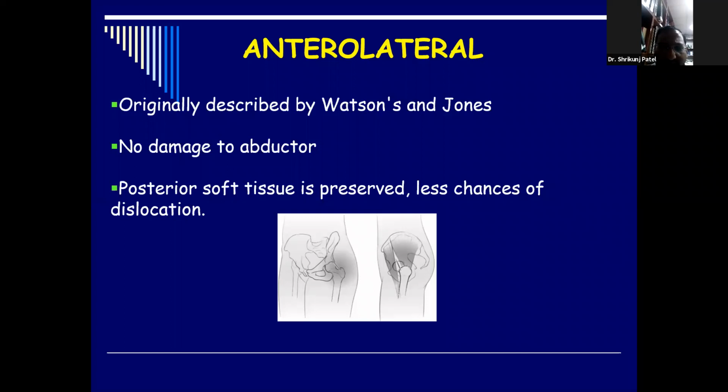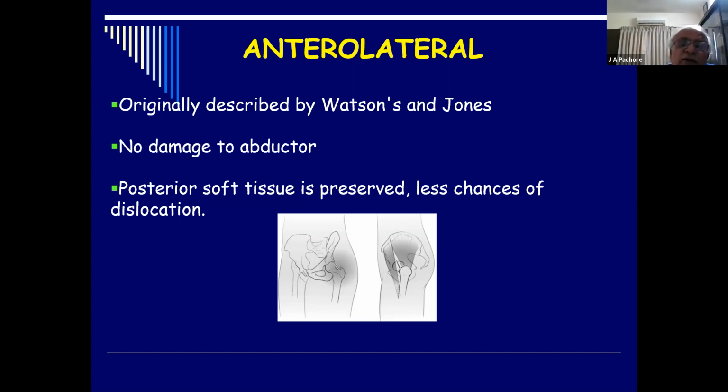Okay. This was originally described as anterolateral. I told you this one was between the tensor and the gluteus in the front. So originally described by Watson-Jones without damaging the abductor. No damage to the abductor. So it was between the tensor fasciae latae and rectus in the front, sartorius in the front, and the abductor is behind. That is the way Watson-Jones went inside. The posterior soft tissue is preserved, less chance of dislocation. That is the way Watson-Jones described the approach.